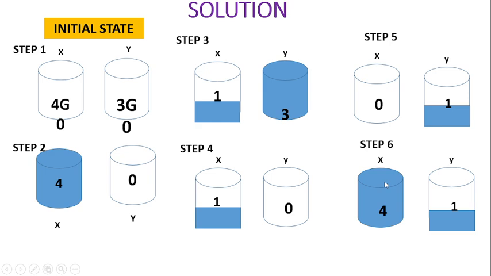Now what is step 6? Step 6 is again filling the water. I am pouring the water in X. Already we know that X contains 4 gallons of water, so I am pouring the water until it has the 4 gallons now. So my step 6 is 4 comma 1. Already in Y we have 1. So remember, step 6 is 4 comma 1.